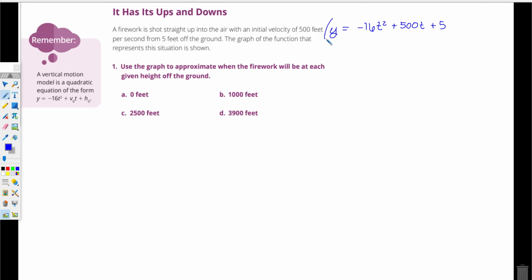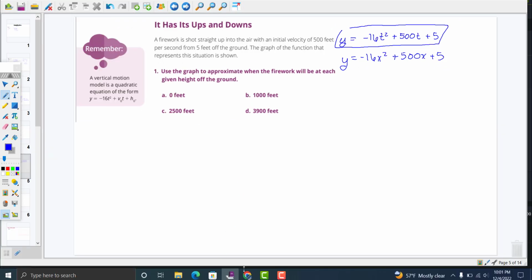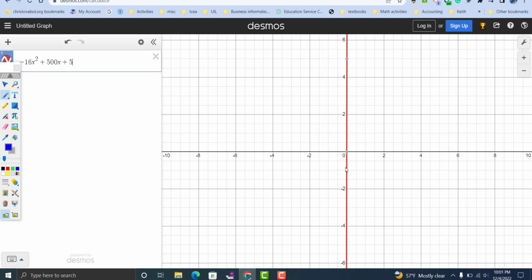And so we're going to take this equation and we're going to model it by plugging it into your graphing calculator. And so if we're plugging it into our graphing calculator, we need to change our t's to be x's. And so I plugged it into my graphing calculator, and I have a problem. I can't see it.